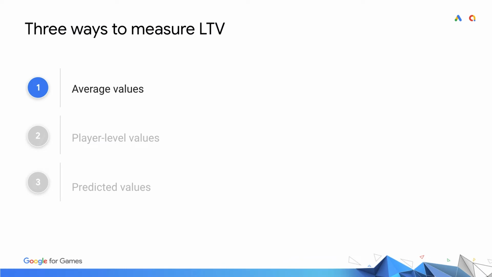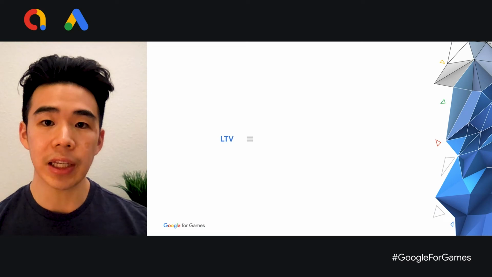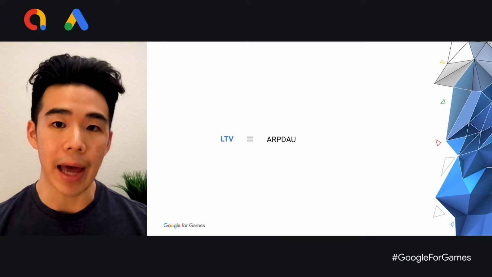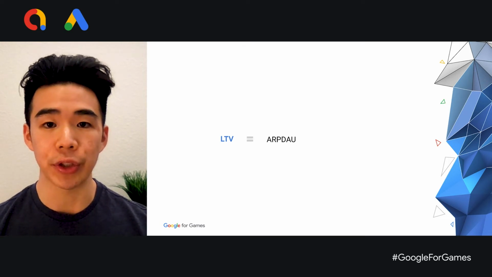The simplest way to calculate your LTV is by using your game's historical reporting data. If you're using Google Analytics for Firebase, you're already measuring everything you need to get started. LTV can be calculated by taking the average daily revenue per user, or ARPDAU, for your app, and multiplying that by the average days a user plays your game.